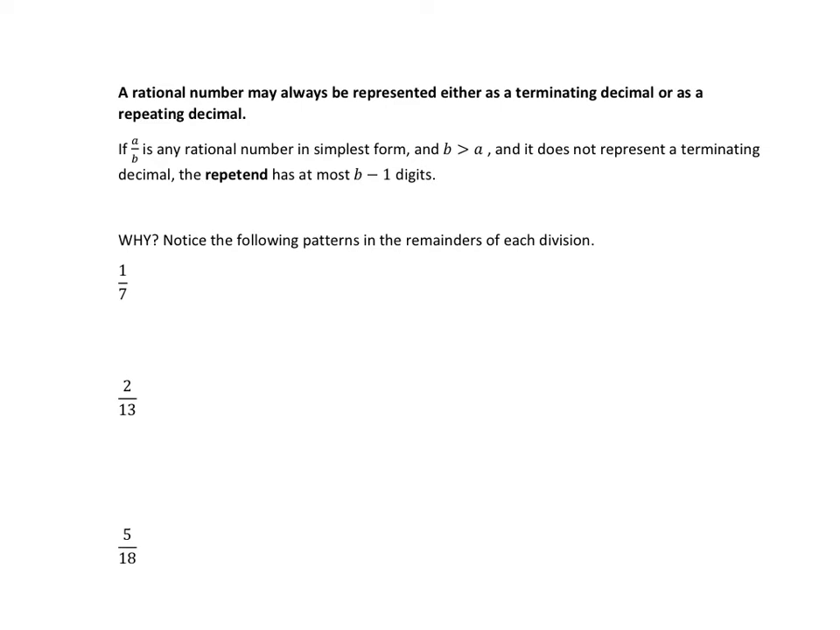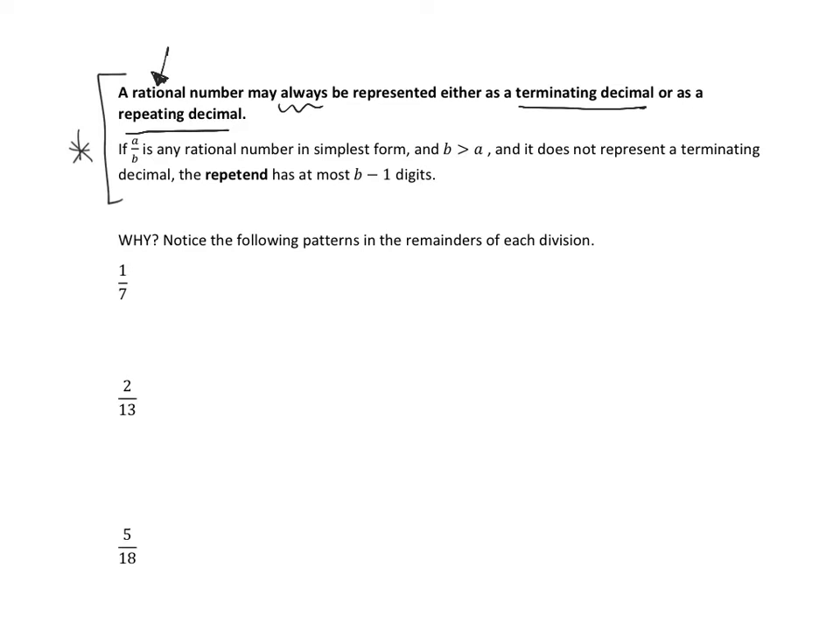Now on this next page here, we have a couple of statements that we're going to show with some examples why they're true. But first we have that a rational number may always be represented as either a terminating decimal or a repeating decimal. So if you have a number that cannot be written as a terminating decimal or a repeating decimal, then it's not going to be rational. And we'll talk about that next time, about irrational numbers.